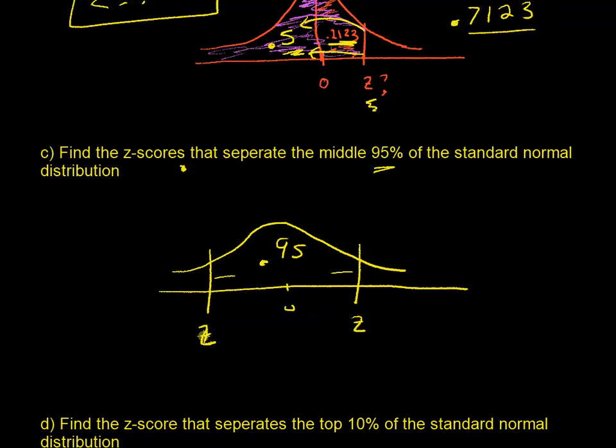Actually, since this distribution is symmetric, and we've put 0.95 exactly in the middle, they'll be the same numbers. This number will be negative because it's to the left of 0, and that number will be positive. But they'll be the exact same number. So I only need to find one of them.